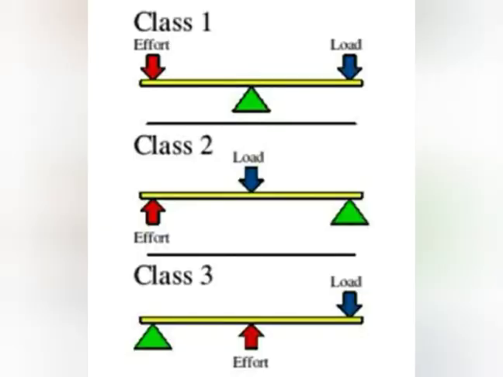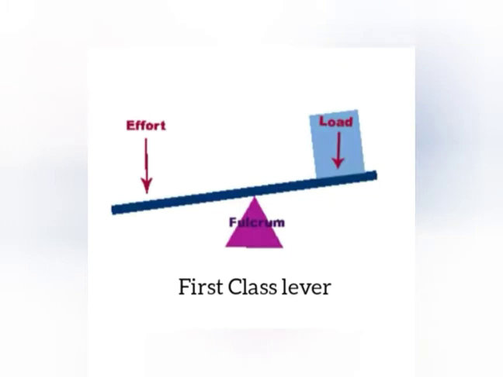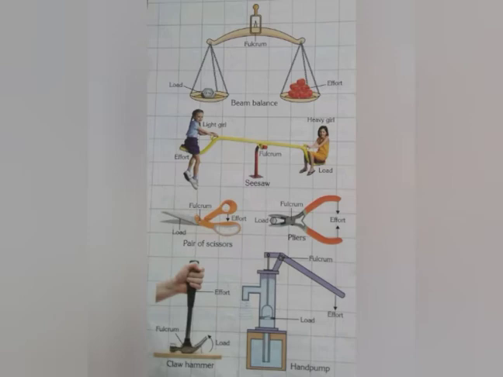Types of levers. Based on the positions of the fulcrum, load and the effort, levers have been classified into 3 types: first class lever, second class lever and third class lever. First class lever. In a first class lever, the fulcrum is in between the load and the effort. Examples of first class levers: beam balance, seesaw, pair of scissors, pliers, claw hammer and hand pump.